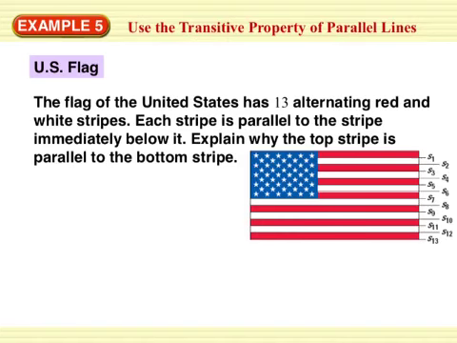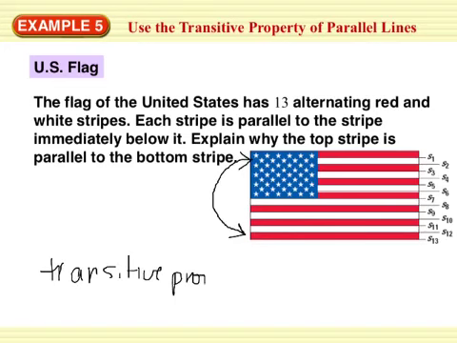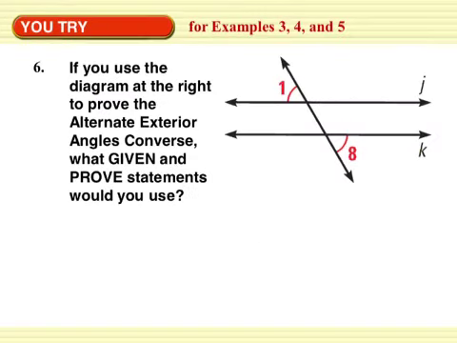The flag of the United States has 13 alternating red and white stripes. Each stripe is parallel to the stripe immediately below it. Explain why the top stripe is parallel to the bottom stripe. And that would be the transitive property of parallel lines. Very good reason. You try.